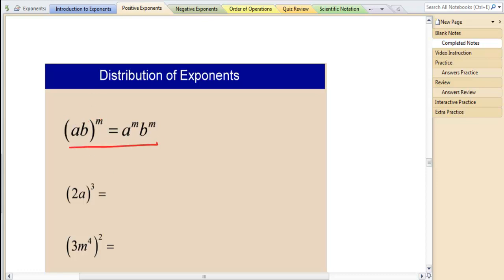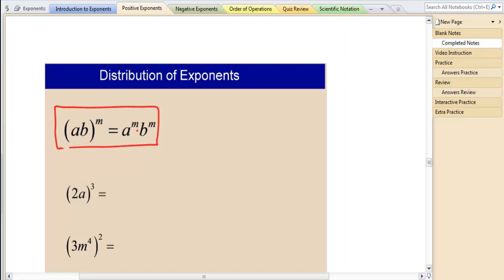So here's our rule. If ab is in parentheses and it's raised to the exponent m, that means that a is raised to the m and b is also raised to the m, and they're multiplied times each other. So let's look at some examples.